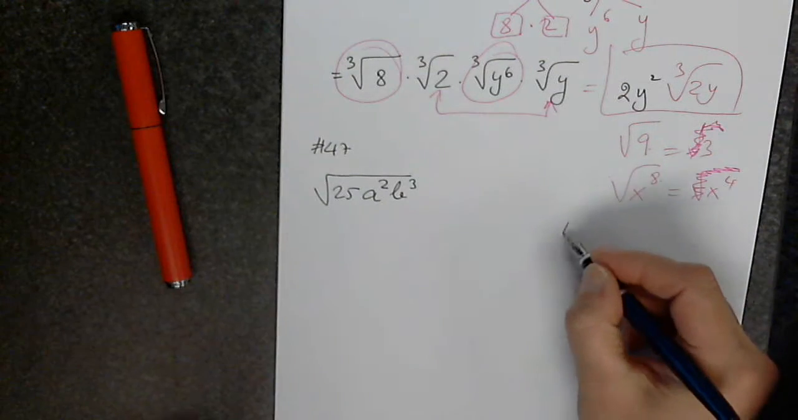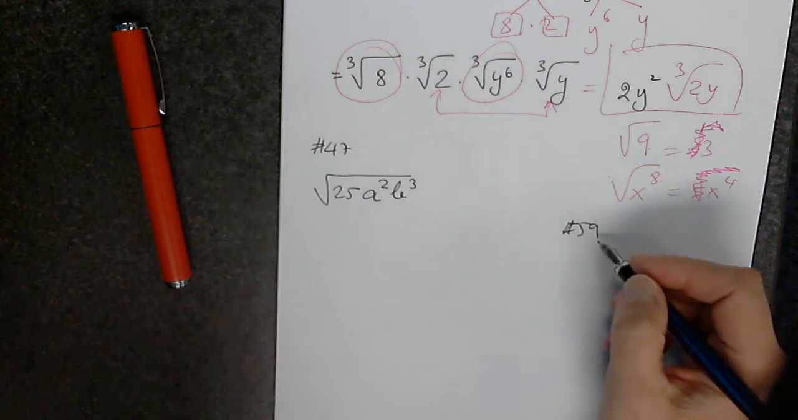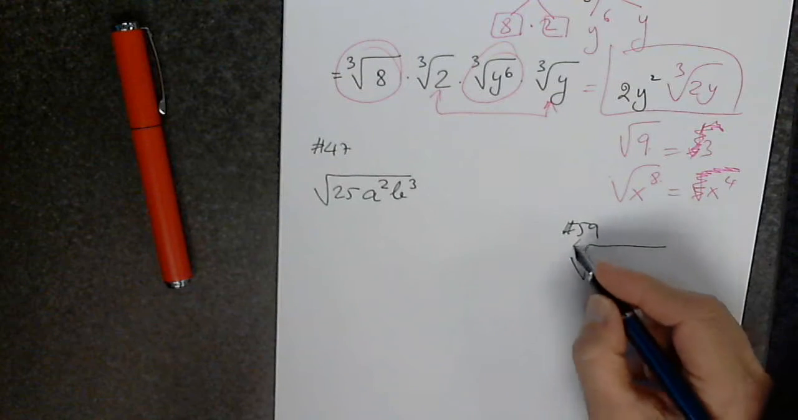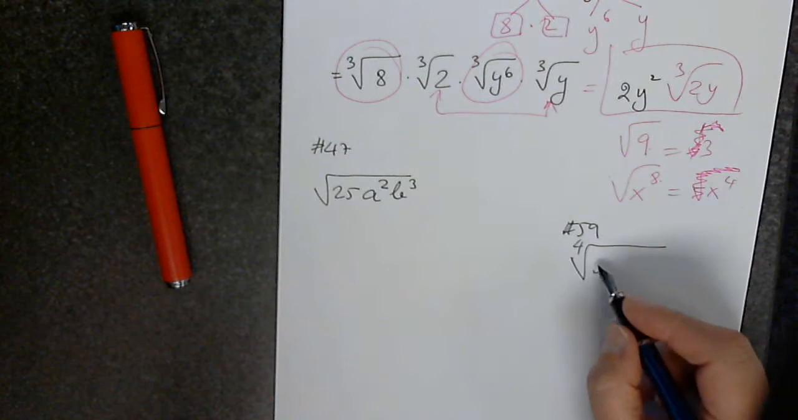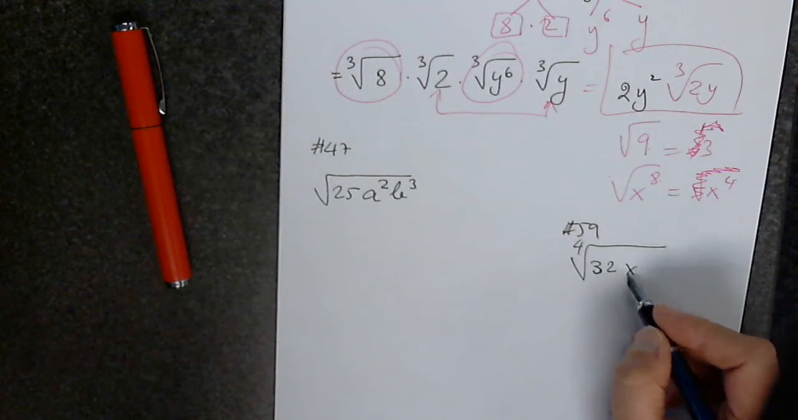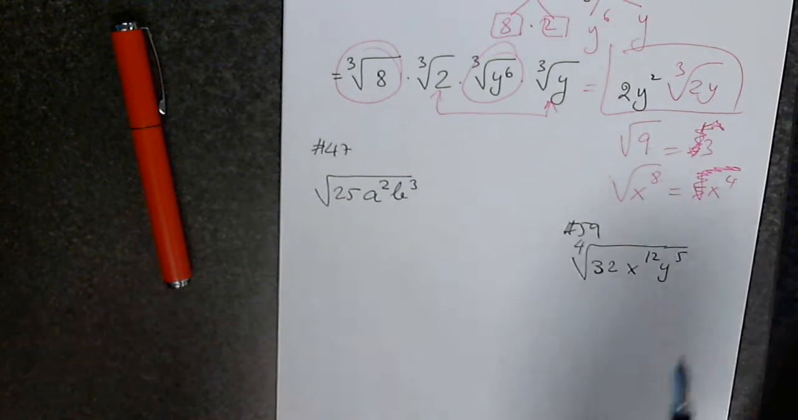And then I would like to work on 59. I'm copying it here. You don't have to copy it right now. The 4th root of 32, x to the 12th, y to the 5th.